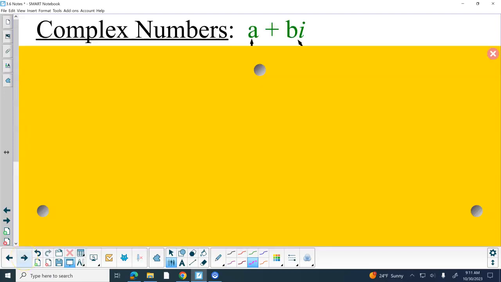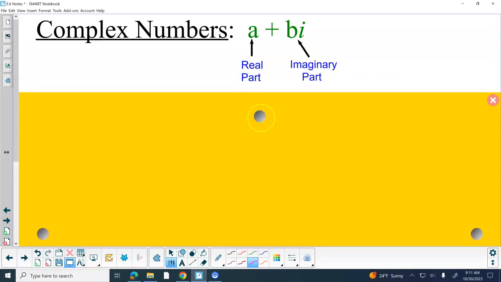So let's talk about a complex number. A complex number is made up of two parts. It's in the form a plus bi, where a is the real part and bi is the imaginary part.